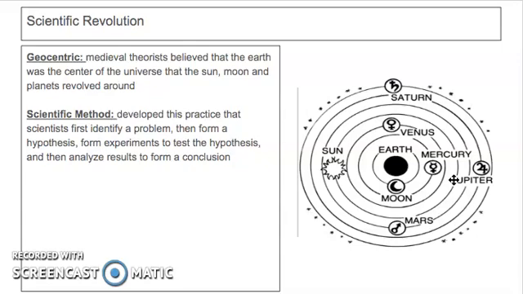And so as we see through the development of the scientific method at this time, which is, again, we should hopefully know this, but if not, where you form a hypothesis, you develop experiments to test that hypothesis and analyze results to form a conclusion, we see these Renaissance thinkers and scientific revolutionaries changing what was previously believed through the geocentric model.